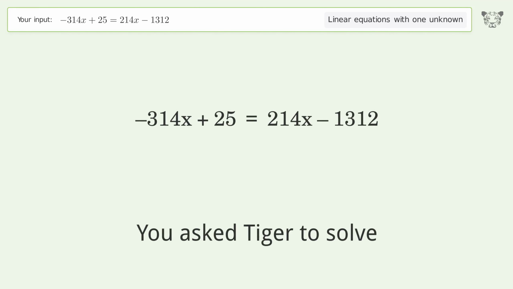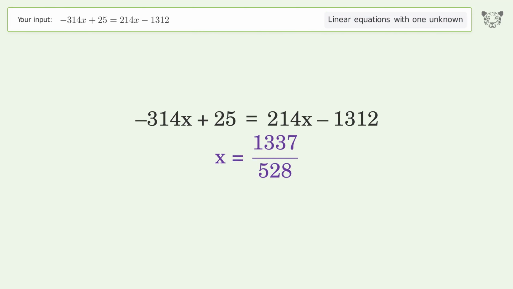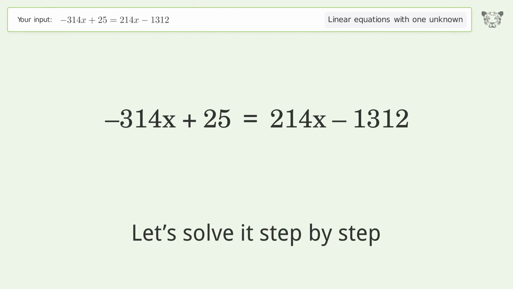You ask Tiger to solve. This deals with linear equations with one unknown. The final result is x equals 1337 over 528. Let's solve it step by step.